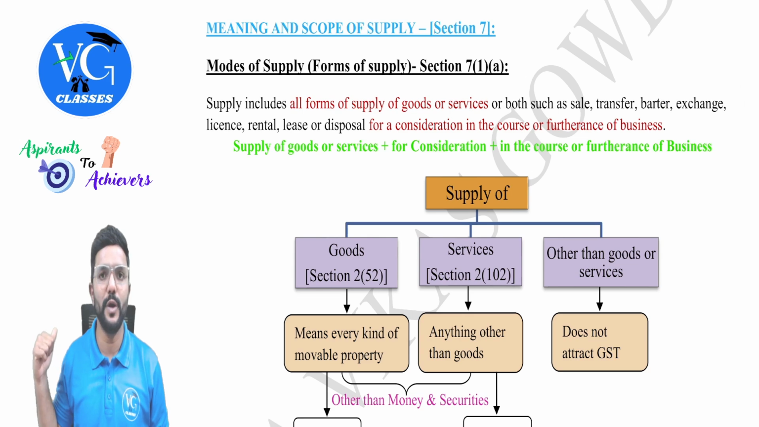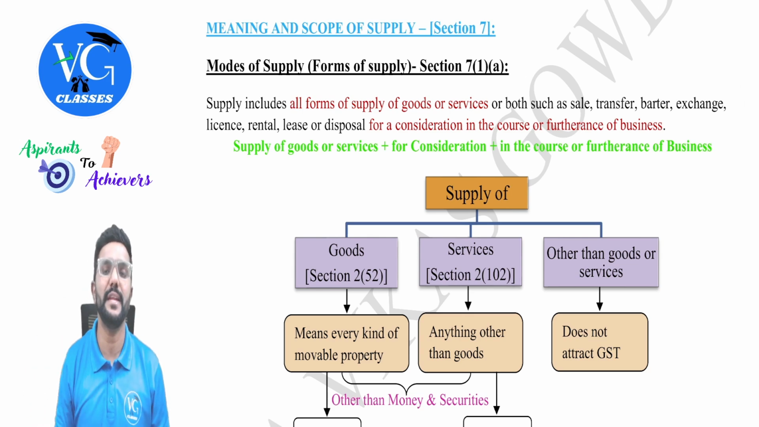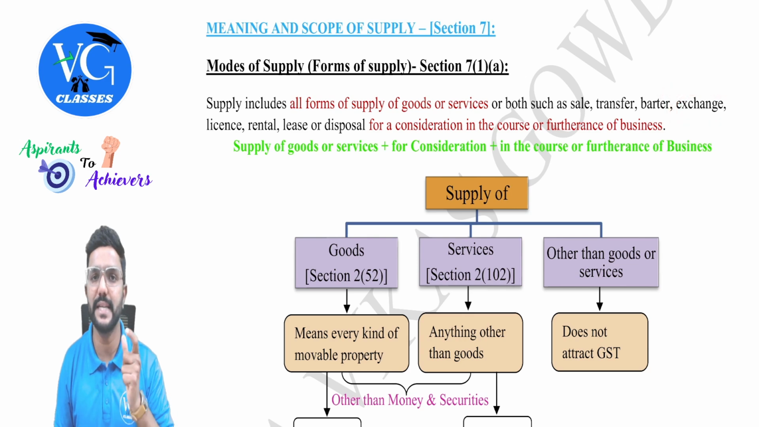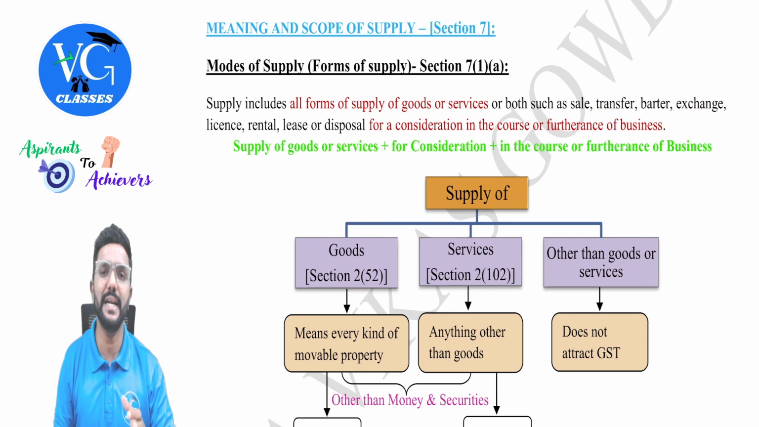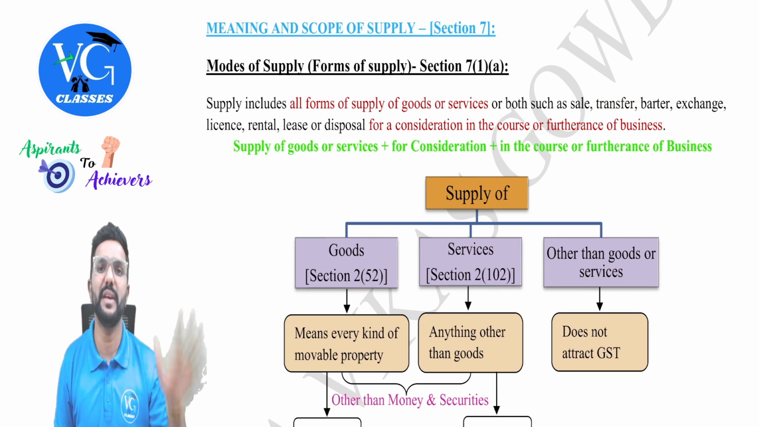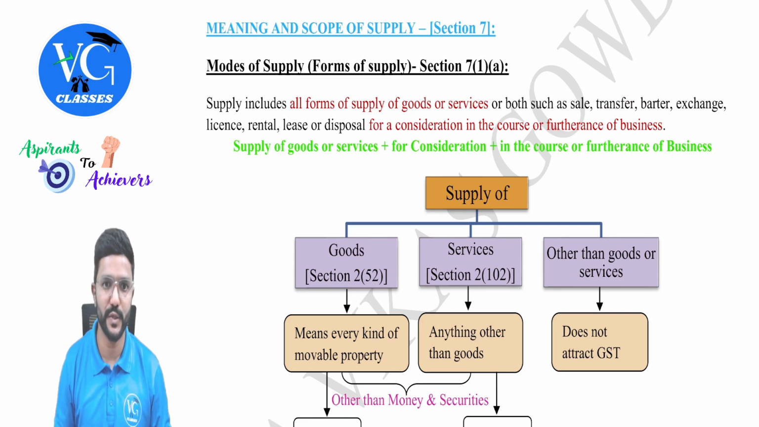Because I am exchanging my old laptop, which is worth, assume, 20,000, and the remaining 30,000 I am paying in money. So that is called exchange, guys. It means the consideration will be partly in money, whereas in barter it will be completely in kind. Nothing will be in money. Hope you understood. Then license, rental and all is covered here.